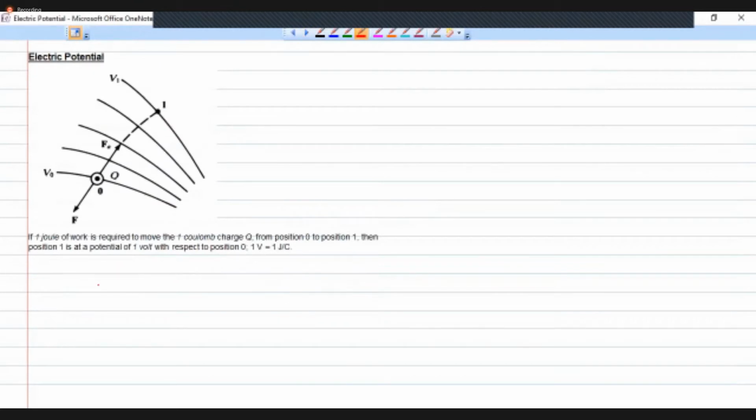Another electrical parameter is electric potential. We have discussed what is charge and what is current. The next quantity is electric potential. So what is electric potential?